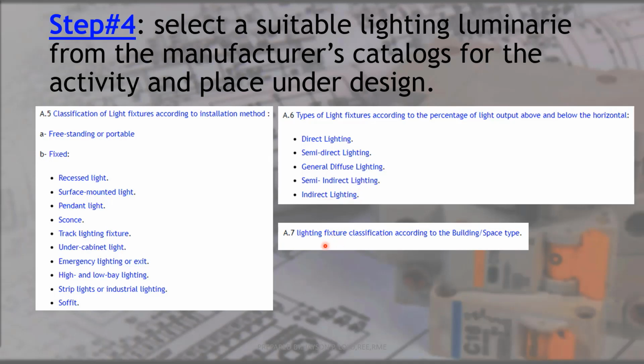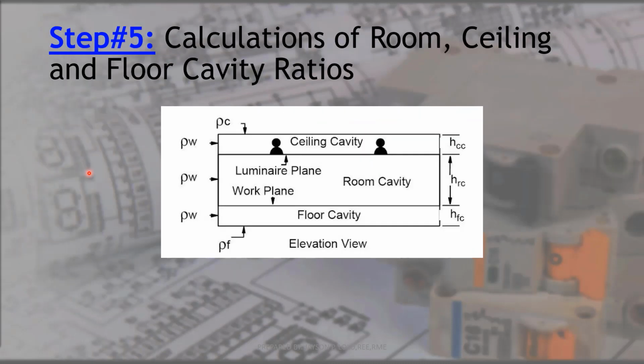Then we have also the lighting fixtures classifications according to the building. Now A7, if you are using highly Philips and GE na mga lighting brands, they have tables for every building or space type. Now if you are done with the step 4, you already decided what type of fixtures you use. Now let's proceed to step number 5.